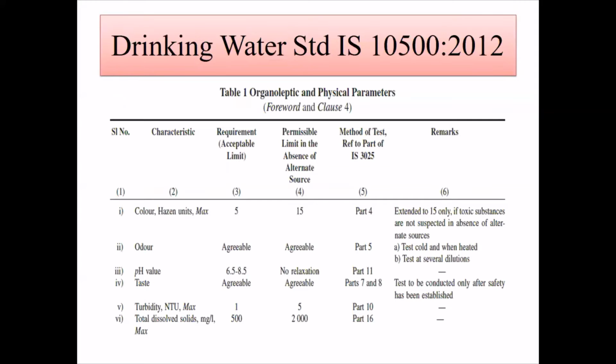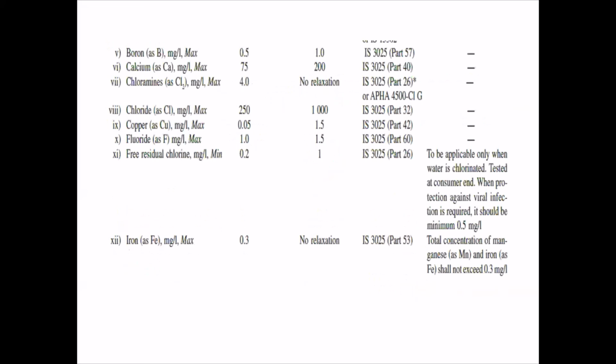So drinking water standard as per IS 10500 in year 2012, this is the drinking water standard. This is color in Hazen units, max. So acceptable limit is 5 and permissible limit as per WHO, World Health Organization, is 15. So reference is IS code part 4. Then odor, then pH value is 6.5 to 8.5, taste acceptable, then turbidity 1 to 5, then total dissolved solids 500 to 2000. So these are the permissible limits of some physical, chemical, and biological parameters.